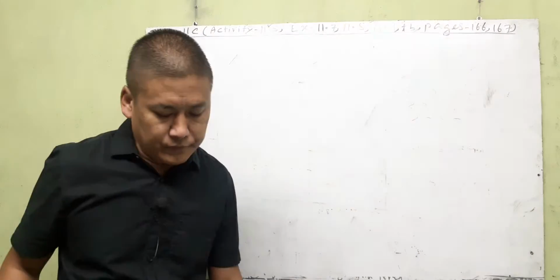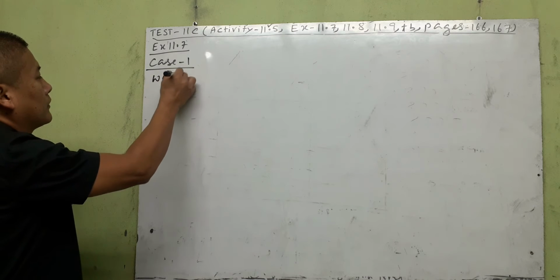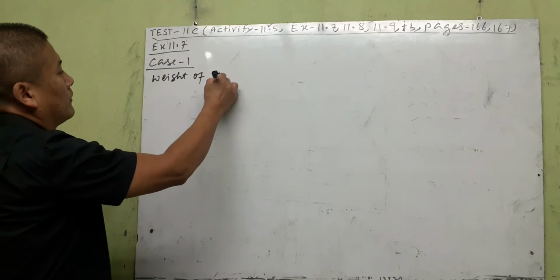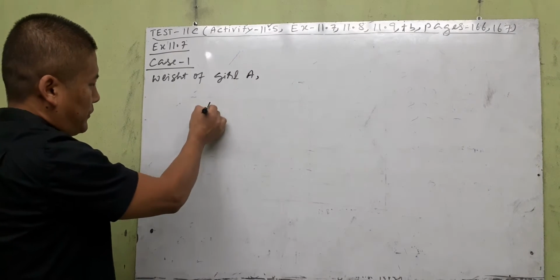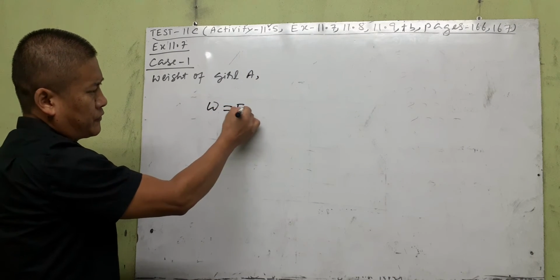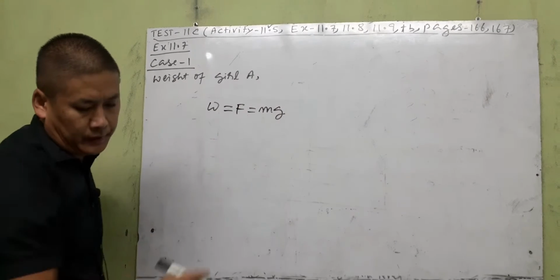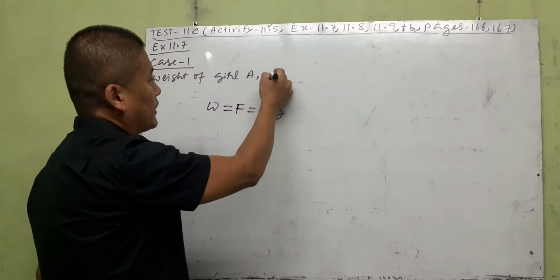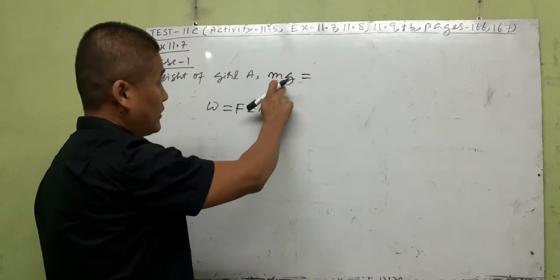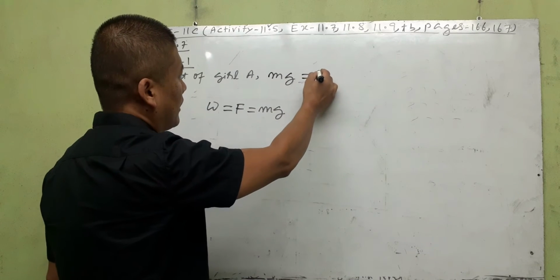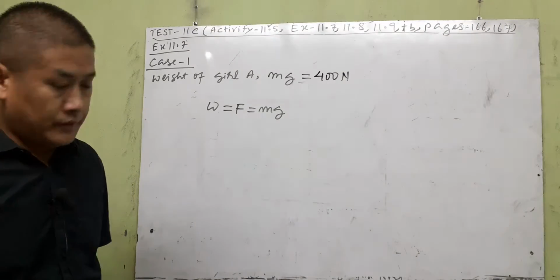As we read the question, we can clearly see the weight of girl A. And we know from our previous chapters that weight and force are the same, and both of them are mg. So the weight of girl A we can write as mg. So in place of the weight we can just write mg is equal to 400 Newton.